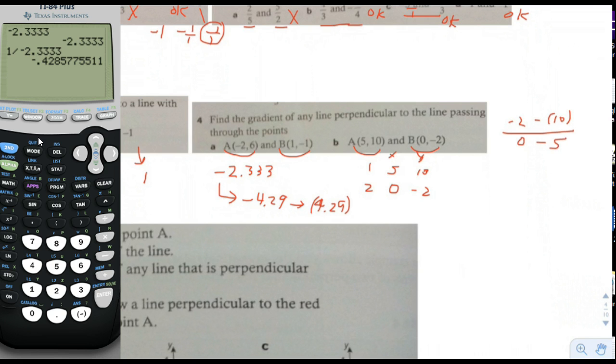So negative 2 minus 10 is negative 12. 0 minus 5 is negative 5. So the answer is 12 divided by 5. And then I'm going to take the inverse, 5 twelfths, and then I'm going to take the negative of the inverse, negative 5 twelfths. Okay? Alright, so you could also do that with a calculator.